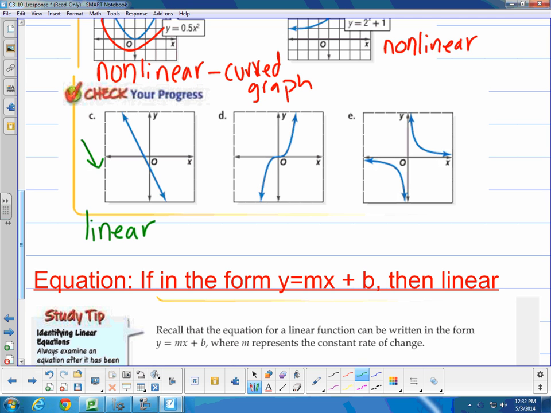For D, we see that we do not have straight lines, we have curves rather, meaning this is not going to go by a constant rate of change. So this would be a non-linear graph. Just as E, two separate graphs that are both curves, those are going to be non-linear as well.